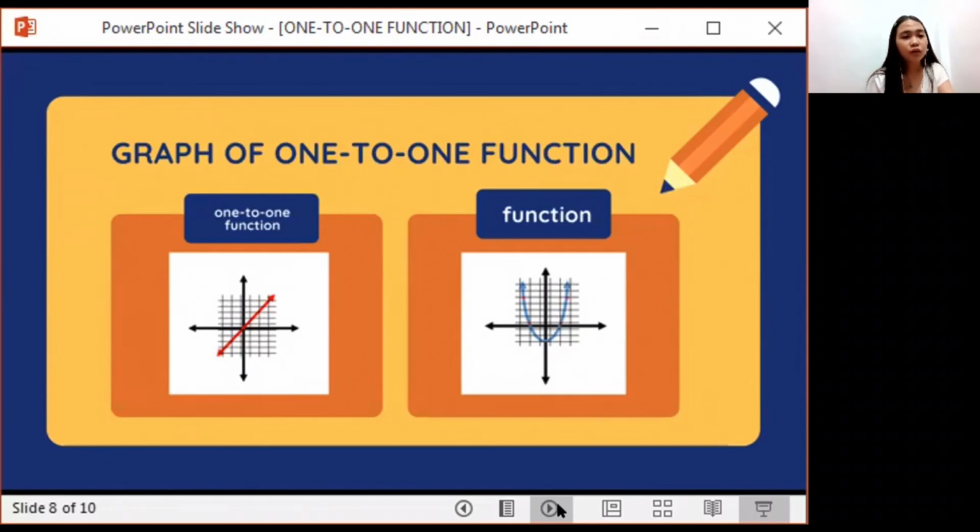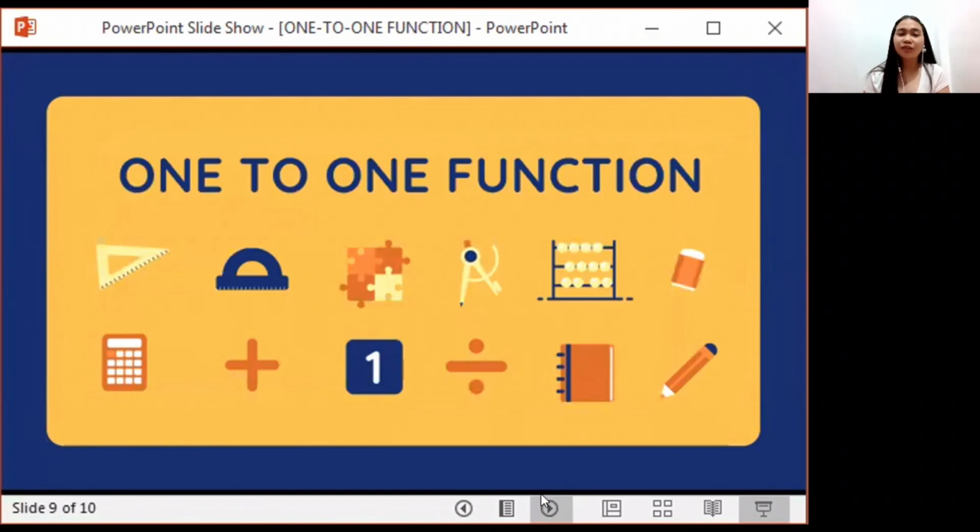However, in the graph of one-to-one function, it both satisfies the horizontal line test and the vertical line test because the horizontal line and the vertical line cross only one point. That is all about one-to-one function.